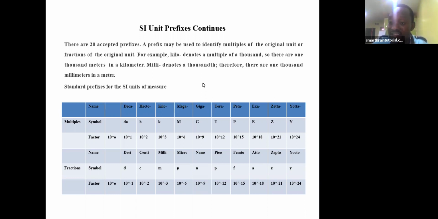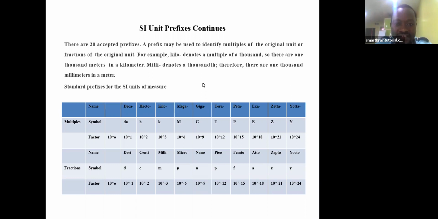That means 1,000 grams is equal to 1 kilogram, just that way. Then, the next one is the mega. The mega is 10 raised to the power 6, which means 1 million times the size we are discussing.